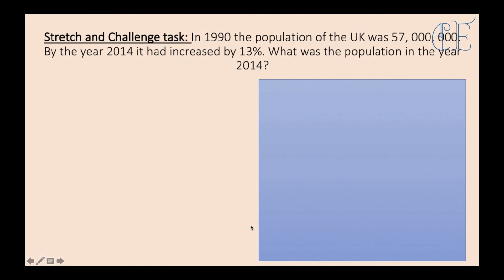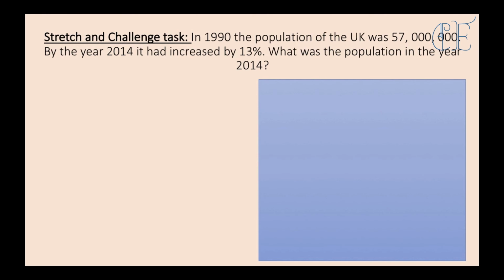Okay. So here is a stretch and challenge question. It's not really too difficult, it's just that they're bigger numbers. So in 1990, the population of the UK was 57 million. By the year 2014, it had increased by 13%. What was the population in the year 2014? If you would like to pause the video and have a go, you can. And then I'll go through it.